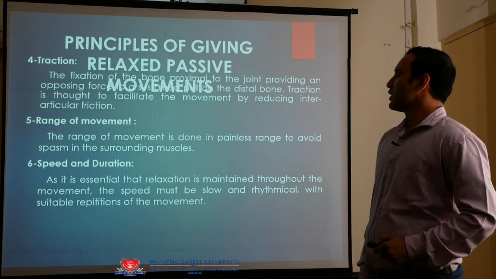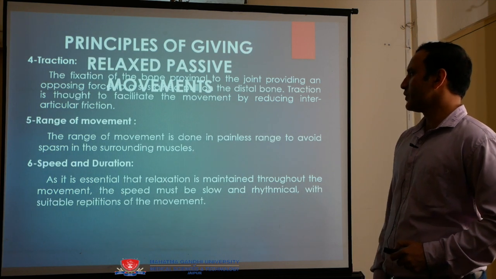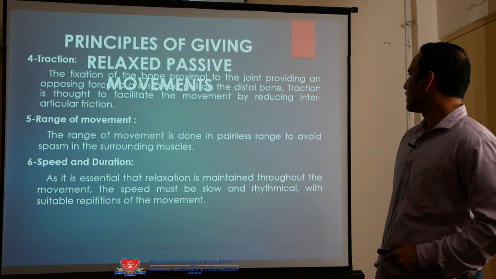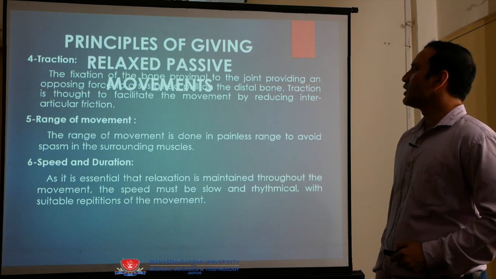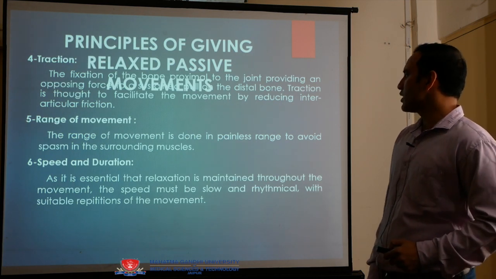Then next is range of movement. The range of movement is done in a painless range to avoid spasm in the surrounding muscles.